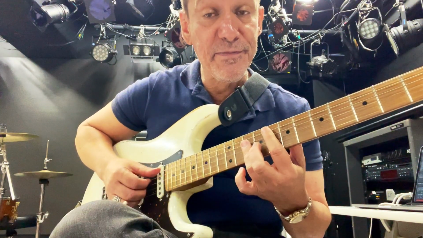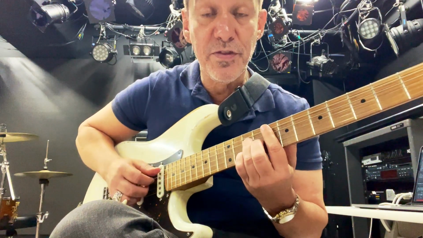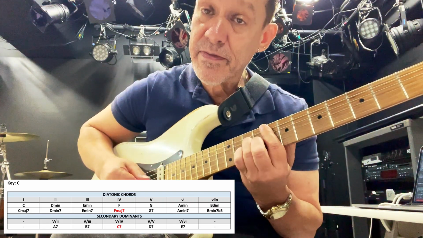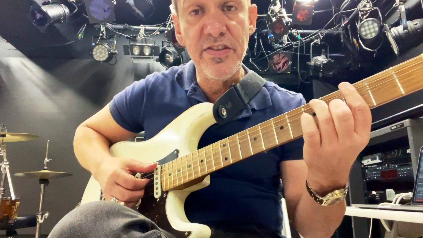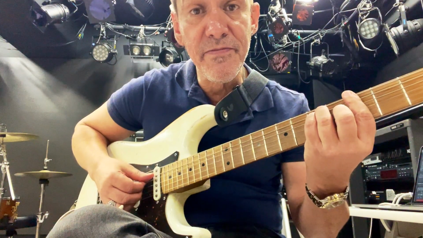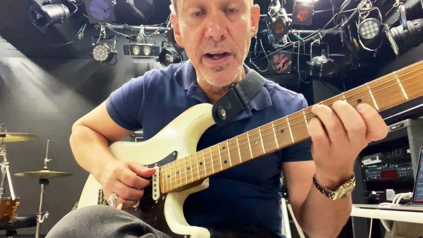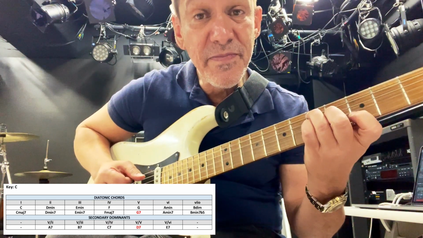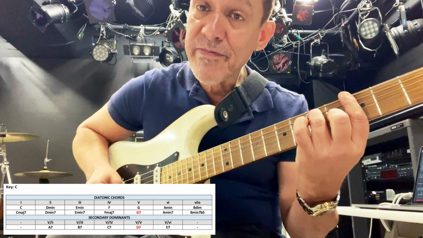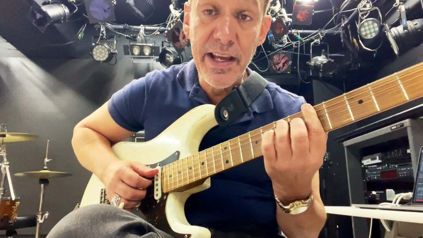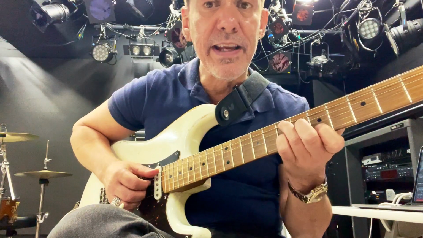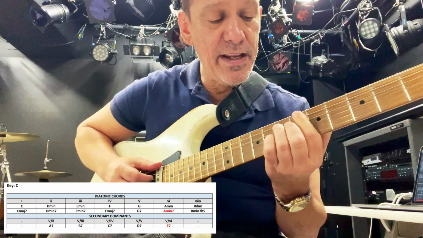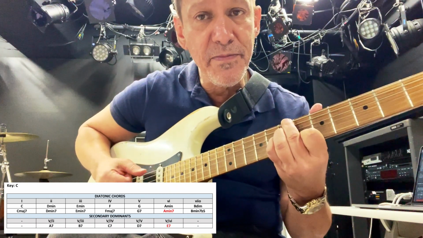What about F? What's the 5 chord of F major 7? It would be C7. What about G7, or G? Well, D7 is the 5 chord of G. Right? What about the A minor? What's the 5 chord of A? That's E. And the only chord we have left is B minor 7 flat 5.